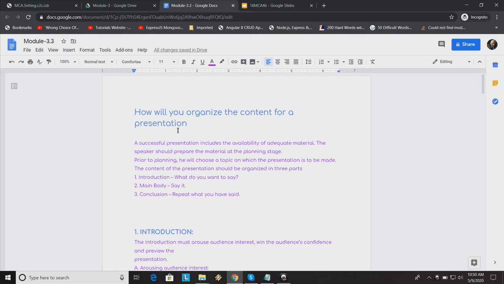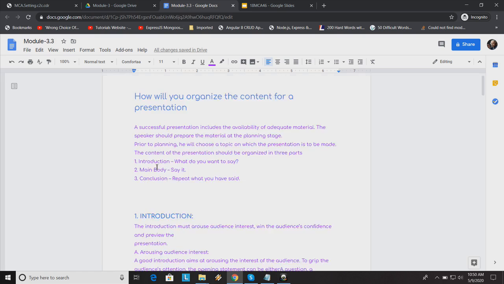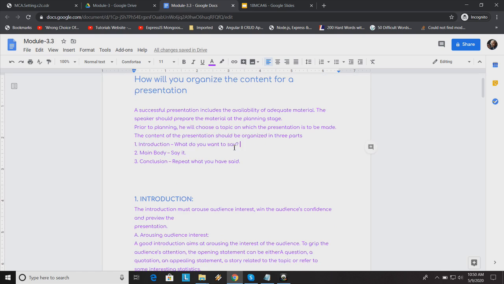Okay, so this topic is based upon what things to consider when you want to give a presentation. What are the key aspects, the contents of it. Before you give the presentation, you have to form some strong content to show to the audience, in the form of your words or some scripts. Basically the three points are here: the introduction, what do you want to say; the main body, say it; and the conclusion, repeat what you have said.